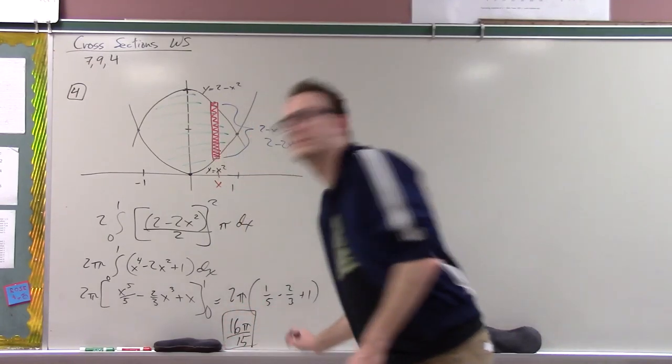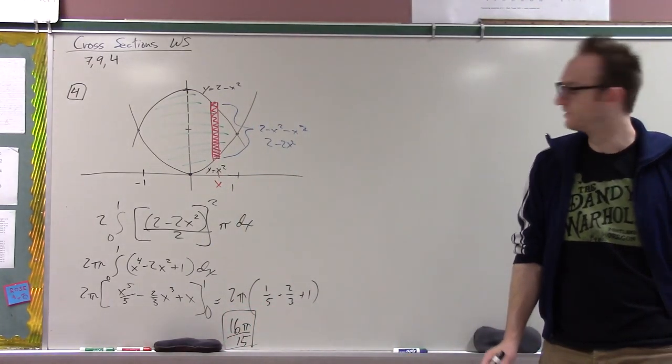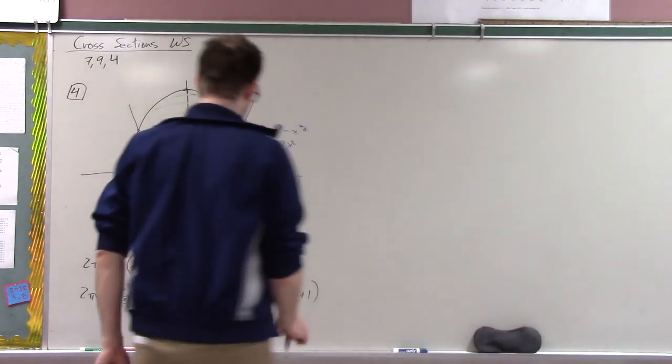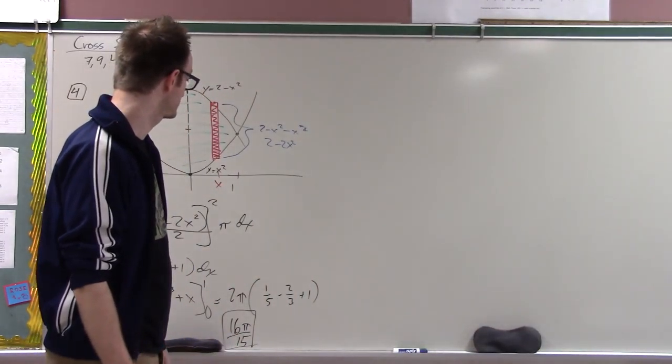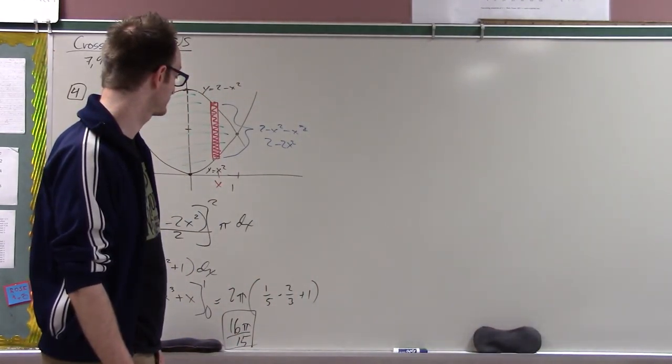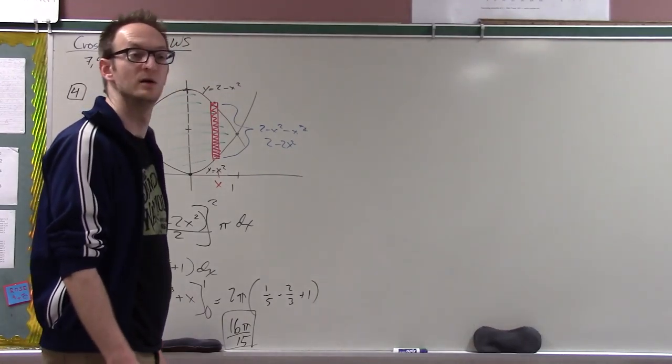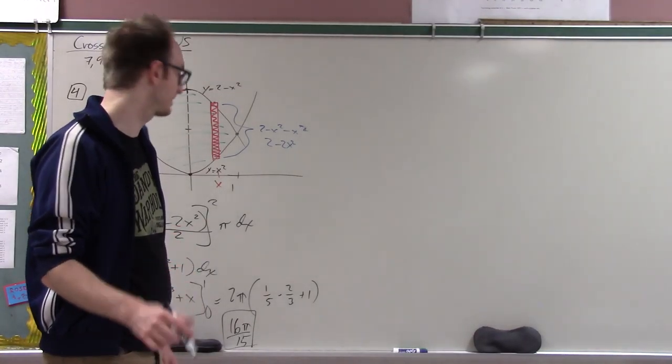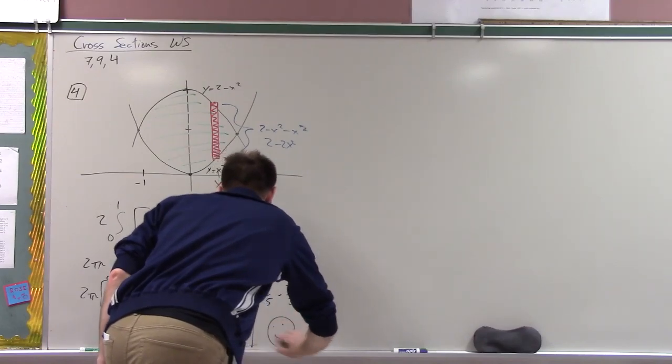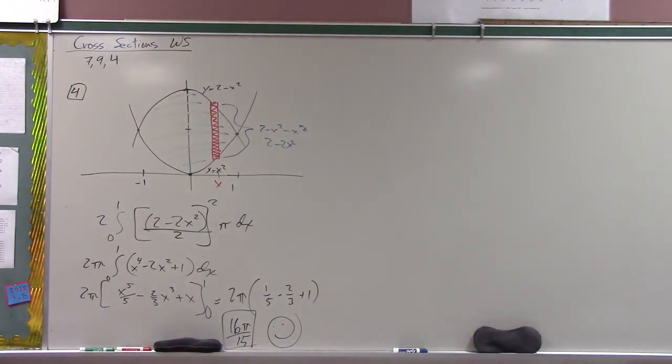Wait, did I? Is that what you guys got? Is that what you got? Hold on, I think I messed up. 15 minus 10, 5, plus 3, 8. Yeah, I think that's right. Is that what you got? All right. Answer, 16 pi over 15.